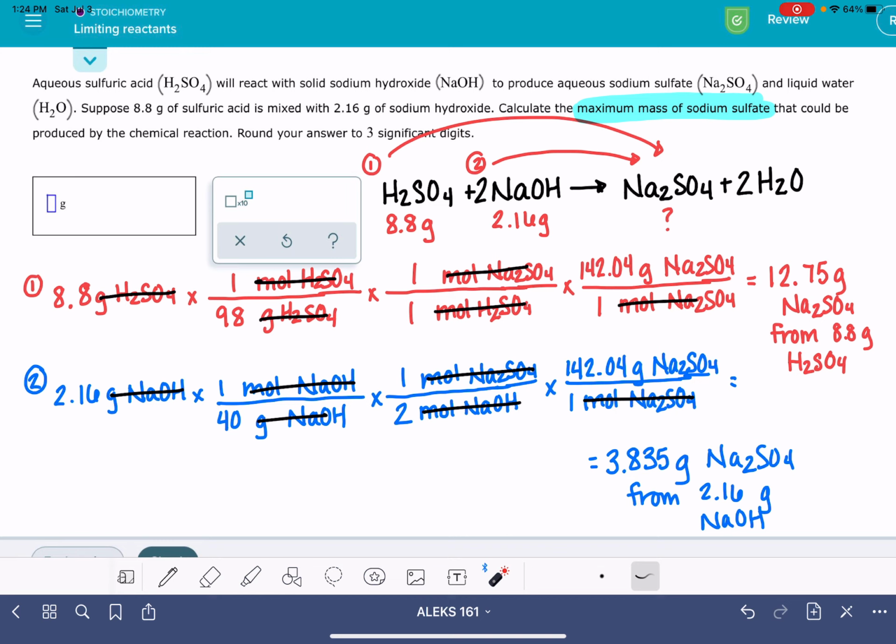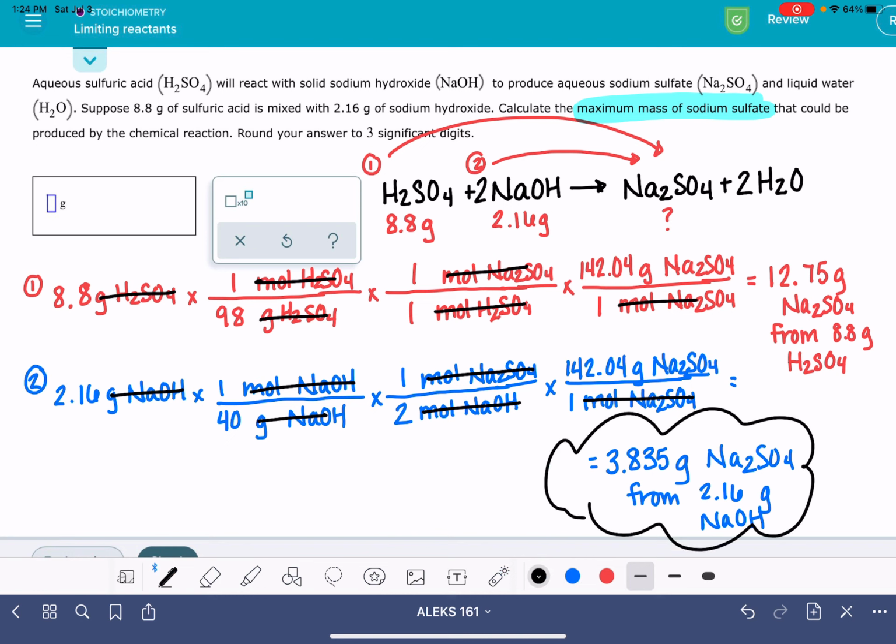And that's actually not how this works. That's not what this is telling us. The maximum mass is the smaller of the two numbers. So that's like that in a nutshell. I'll just go ahead and write that in. It wants it to 3 sig figs, so that's going to be 3.84.